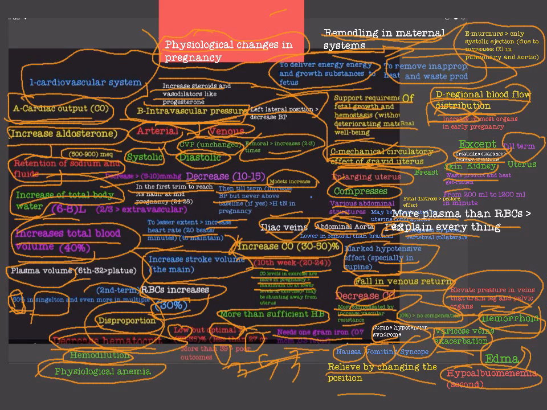What about murmurs? Only systolic ejection murmurs are acceptable in pregnancy, and the systolic ejection murmurs in pregnancy are due to increase in cardiac output in pulmonary and aortic flow. Okay, so this is the cause behind this.